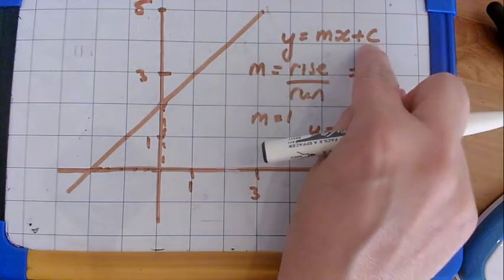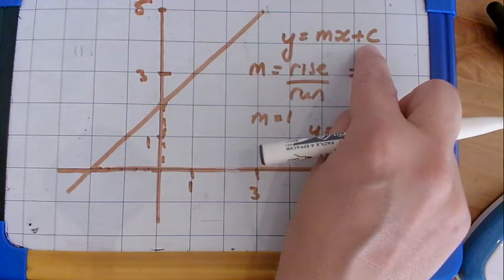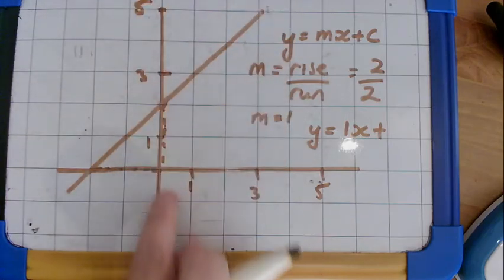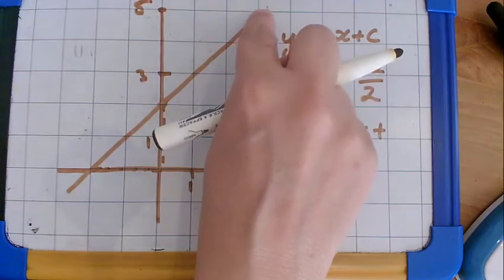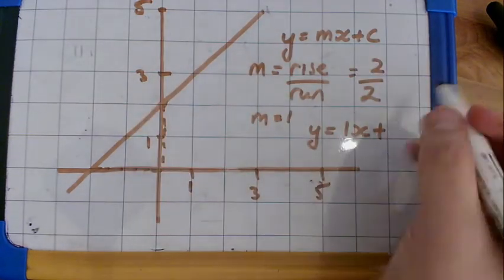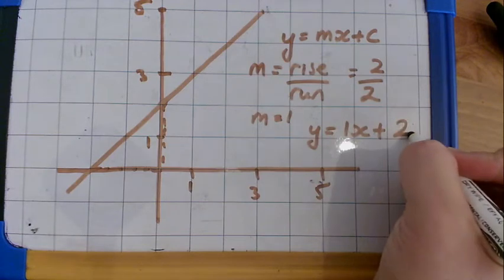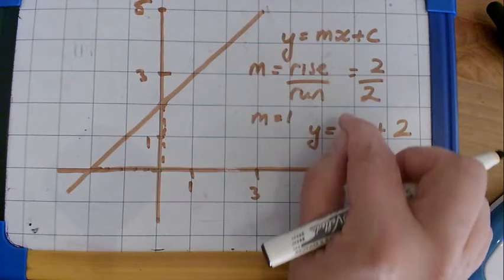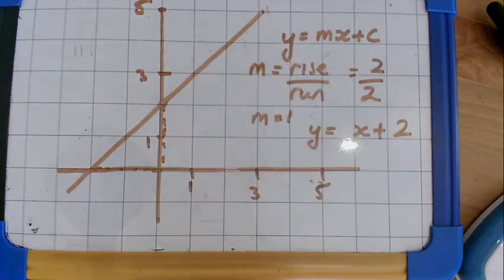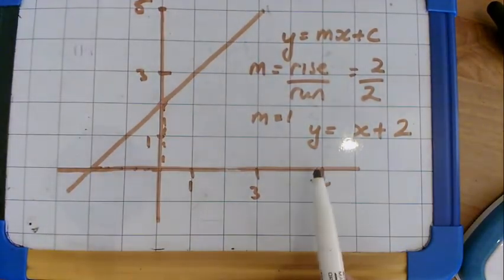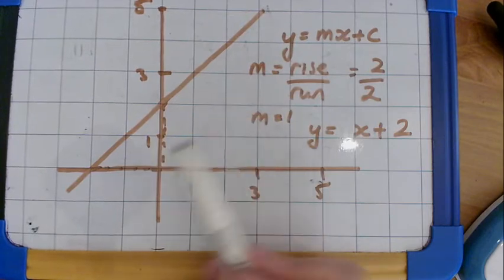Now this little c is where it crosses the y-axis. So I look at my y-axis, remember y to the sky. Where does it cross? It crosses here. What's the value there? It's a 2. So it's y equals 1x plus 2. Now we don't normally write the 1. So I can, if I want to, just delete the 1 and leave it as x plus 2. And that's how to find the equation of a line when you're actually given the graph.